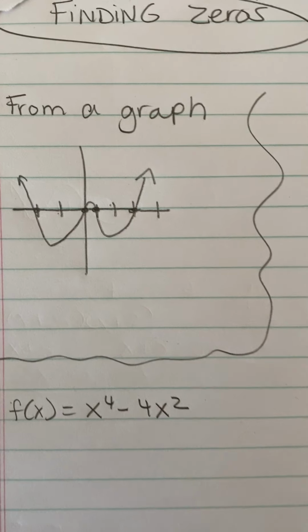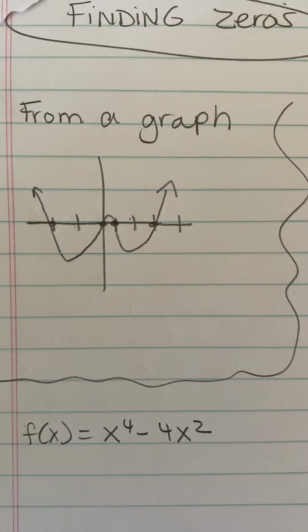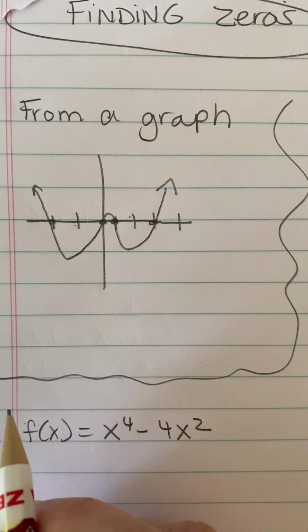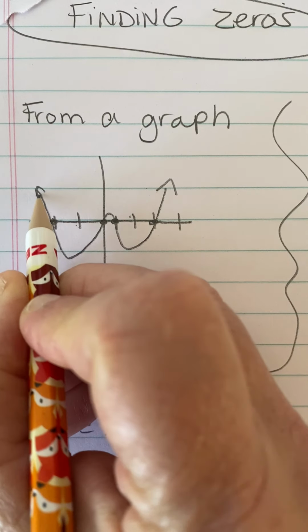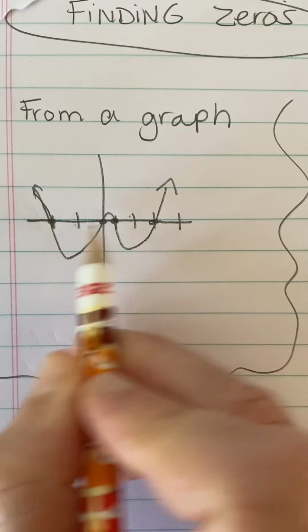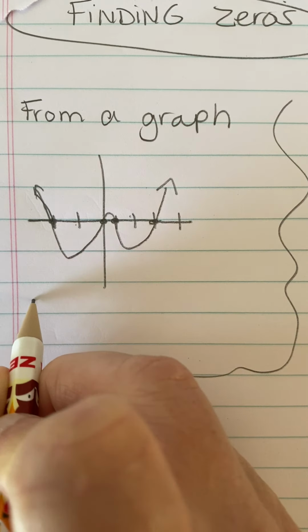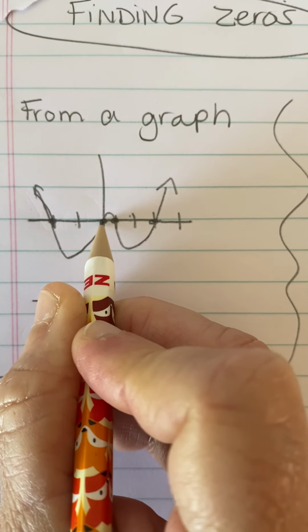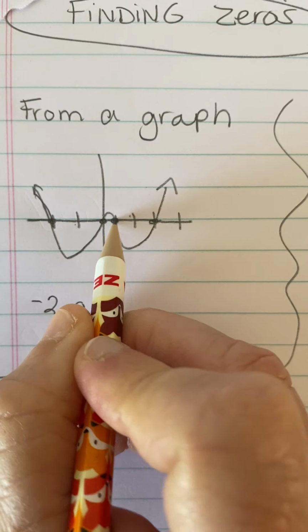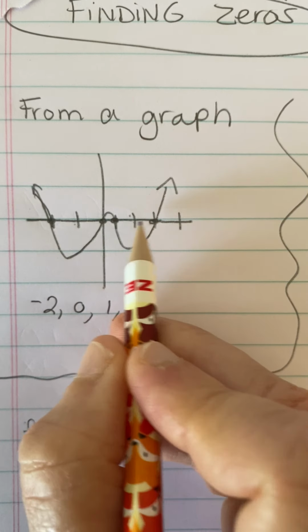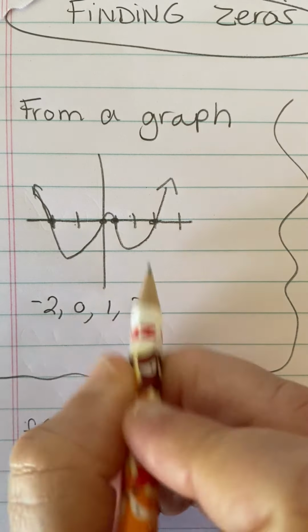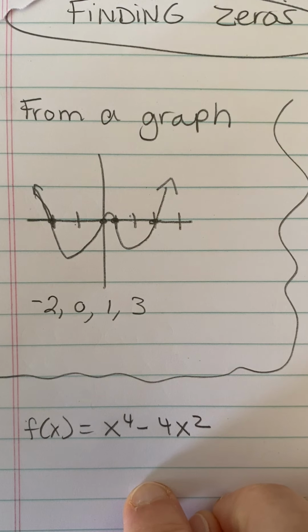Okay, so to find the zeros by looking at a graph is really easy because you're just looking at the x-intercepts. So if you look here, that was supposed to go through there. You would just look at this picture and say, what are the zeros? The zeros are -2, 0, 1, and 3.